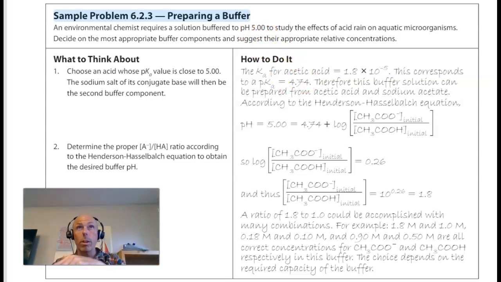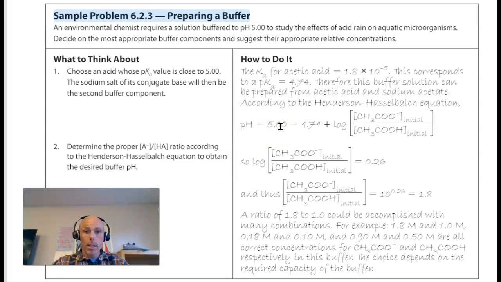We know, of course, that in this buffer, there would need to be the conjugate base, acetate. Acetate's a negative ion. It can't be delivered to solution on its own. We have to pair it with a positive ion, so we'll pick sodium. So we're going to go with acetic acid and sodium acetate. The question is, what concentration of each of these do we need to get the pH to be 5, given the pKa is 4.74?